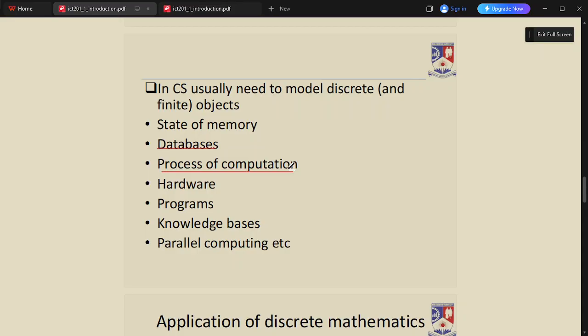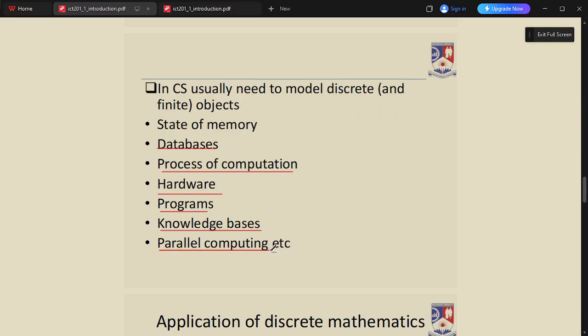It not only does that, but also models circuits and logic gates using Boolean algebra in hardware. It also represents control flow and data structures using graphs and logic in programs. Discrete mathematics uses propositional and predicate logic to store and infer knowledge in knowledge bases. Last but not the least, discrete mathematics models tasks and dependencies using graph theory in parallel computing.